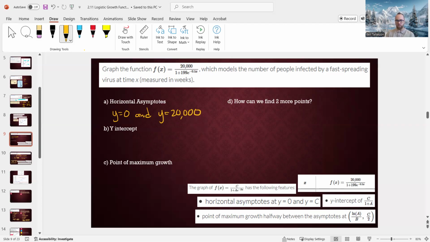Y-intercept. Use the formula below. C over 1 plus A. C is the numerator, 20,000. 1 plus A is 199, so we have 20,000 over 200. What's that? Well, that is 100. So when x is 0, y is 100. There's our y-intercept.